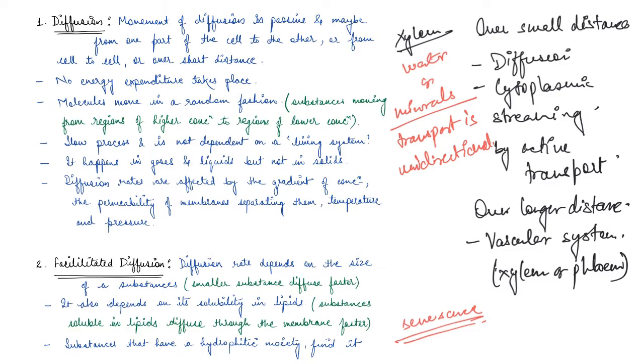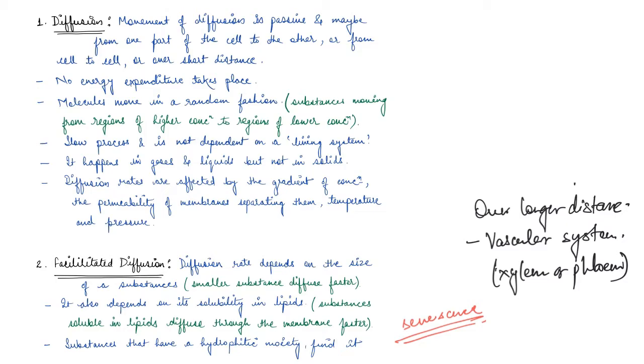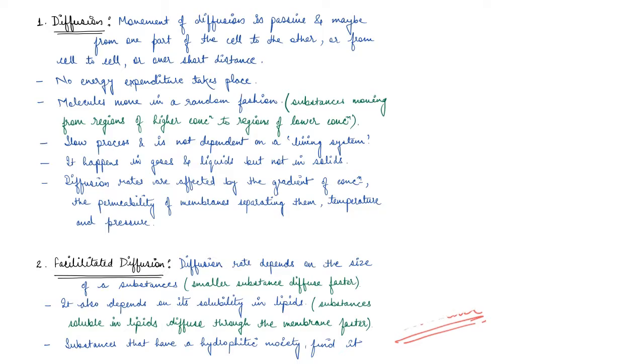Now what happens in diffusion? Let's see that. Diffusion is basically passive transport. What do you mean by passive transport? You do not need any kind of energy in the form of ATP to facilitate this transport. It happens from one part of the cell to the other, or from cell to cell, over short distances. There is no energy expenditure taking place, so you do not need any kind of energy here.